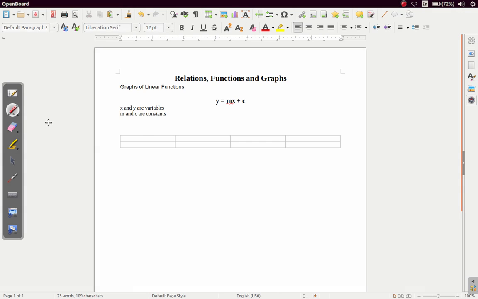Look at a few examples. For example, suppose you have y equals 3x plus 7. This is one example of a linear function. If c equals 0, you would have y equal a number times x, an example like y is equal to 2x. That will give you a straight line as well. Alright?